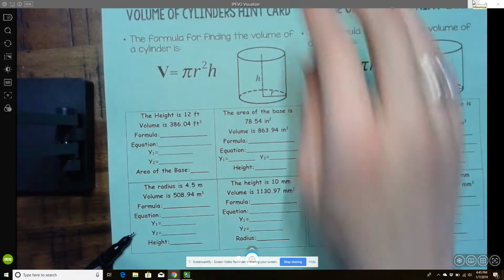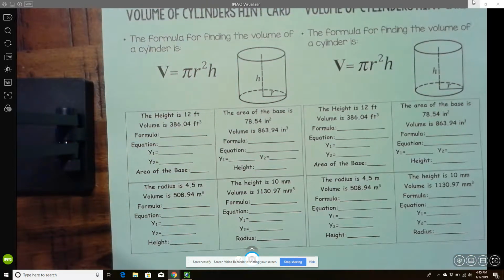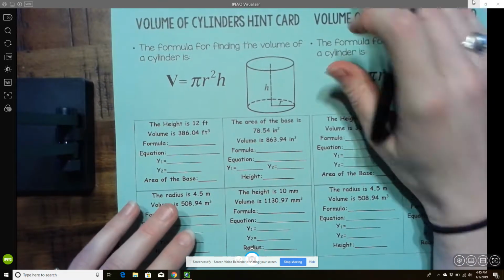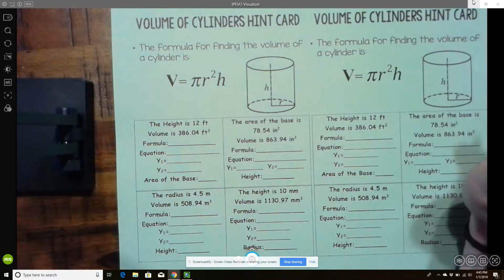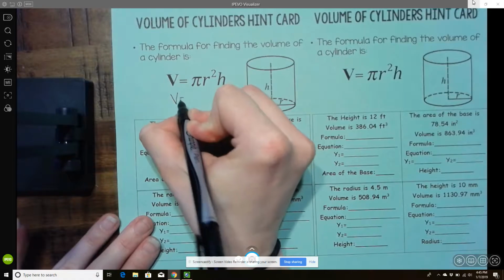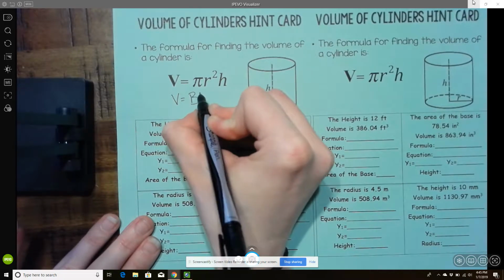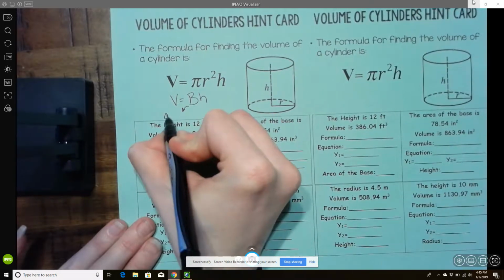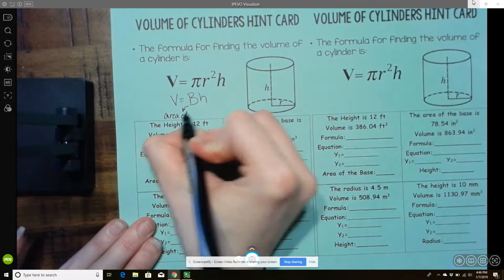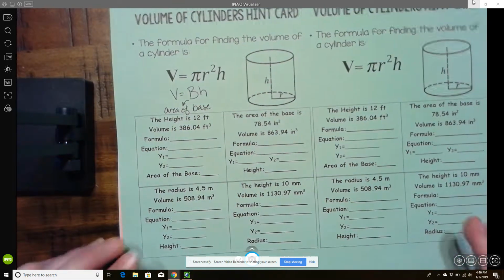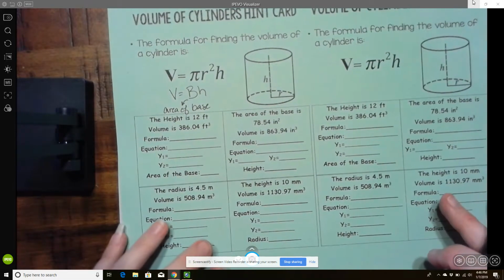This video is for lesson 6-5, and we're still talking about volume of cylinders. So again, the formula for finding the volume of a cylinder is pi r squared h. On the STAR test, they're going to give you volume equals big B h. So remember that the big B is the area of the base of the figure, and the base is what the figure's named after. So cylinders, it's always going to be a circle.